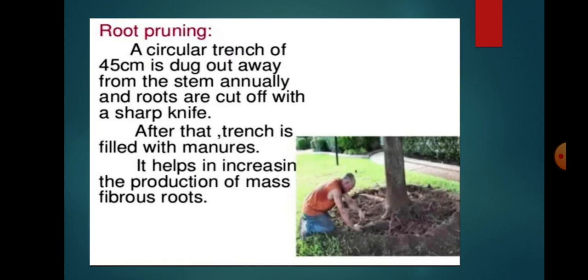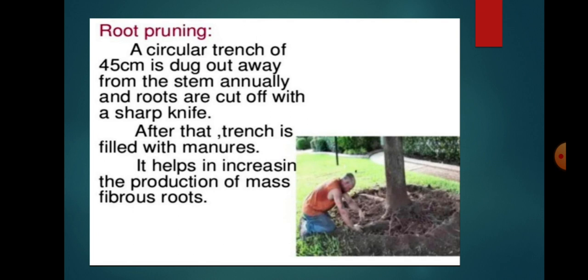Next, root pruning. A circular trench of 45 centimeters is dug out. You must remember that the trench is dug 45 centimeters away from the stem annually, which means each season, and the roots are cut off with a sharp knife.